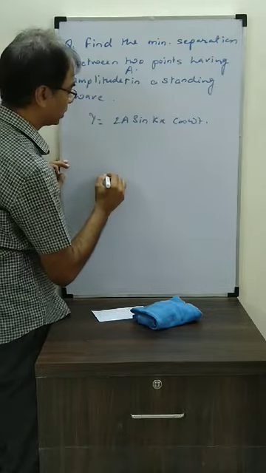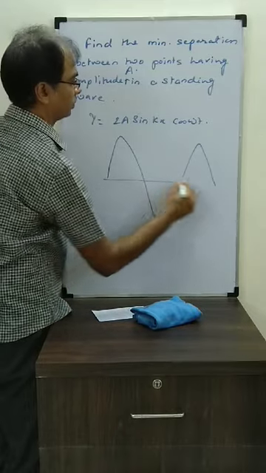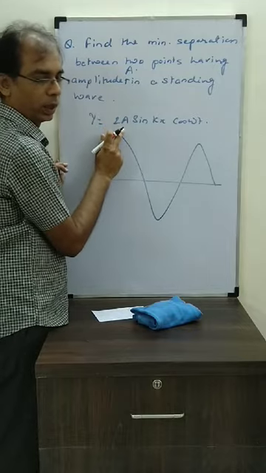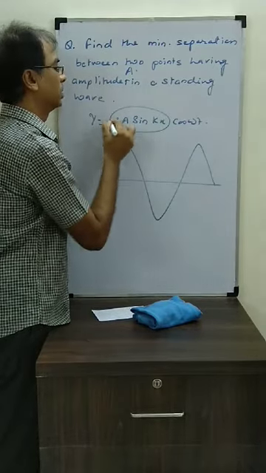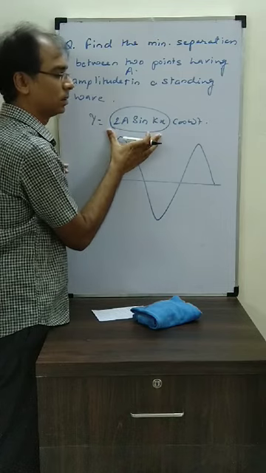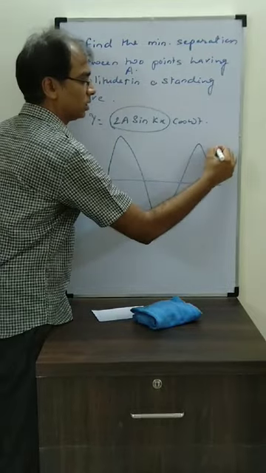So first let's make this wave. Okay, this is a wave. And what is the maximum amplitude here? 2a. You can see that if this represents the amplitude of the standing wave, what is the maximum possible value of this? When this becomes 1. So it's 2a. So this is 2a.